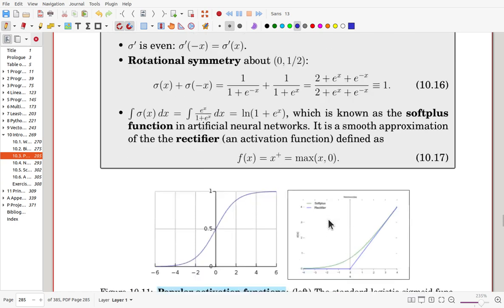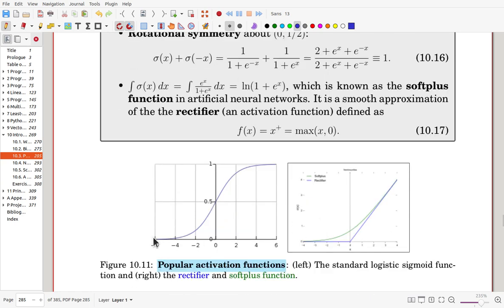See this figure. This is the standard sigmoid function, and this blue curve is the rectifier, taking the maximum between x and 0. And softplus is this smooth approximation of the rectifier. These three functions are quite often used as activation functions.